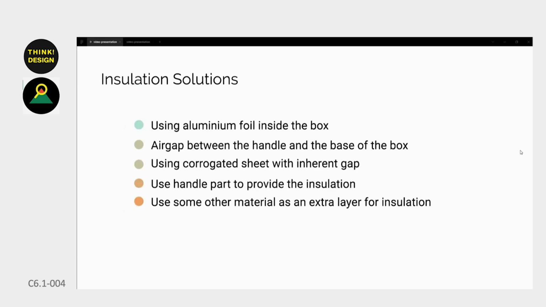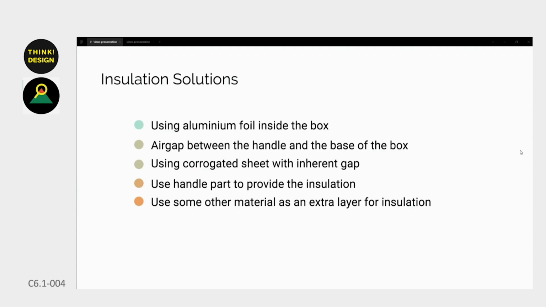The next problem we needed to address was the heat transfer. Since the box is meant to be placed on the lap, there is a need to consider how we insulate the heat from the food and the lap. We came up with different ways to try and solve this issue, like using an aluminum foil inside to shield the heat or trying to introduce an air gap between the food and the thigh. We decided to use corrugated sheet as the outermost layer to solve this issue.